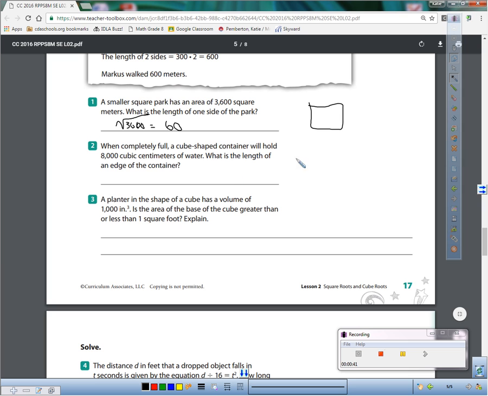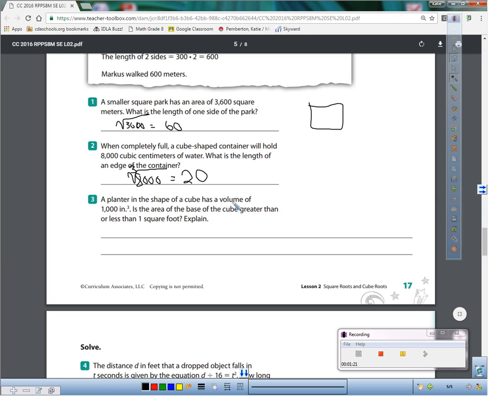The next one is a cube. We drew the picture of this today before you left. So go ahead, go to your picture of the cube. It says it's completely full with a volume of 8,000. So in this one, if we're going from the cube to the edge, we're going to do the cube root of 8,000. That means that 20 times 20 times 20 is going to give you 8,000. So the edge of that cube would be 20 meters, or centimeters, excuse me.